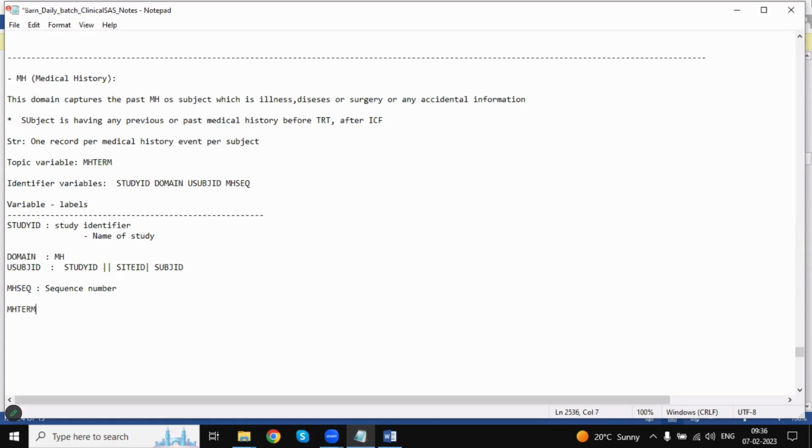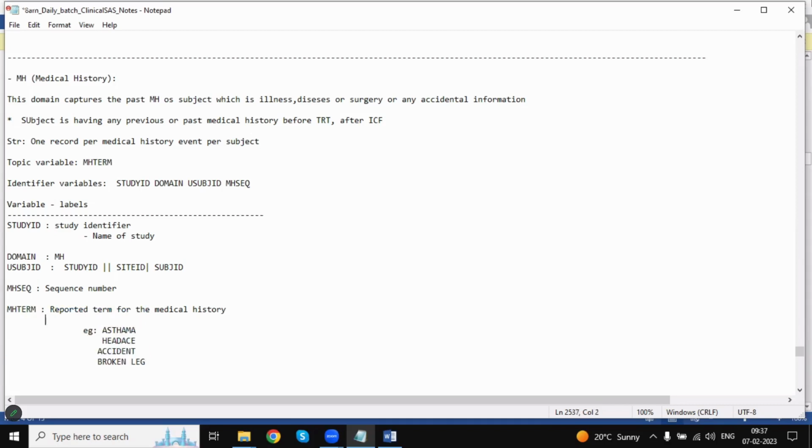Okay. Next, MH term. The label is reported term for the medical history. Means, what exactly is the medical problem? That term we are going to capture here. For example, previously the subject had some asthma, or a headache. Previously the subject met with an accident, maybe a broken leg happened. So the medical reported term we are going to capture in the MH term variable.